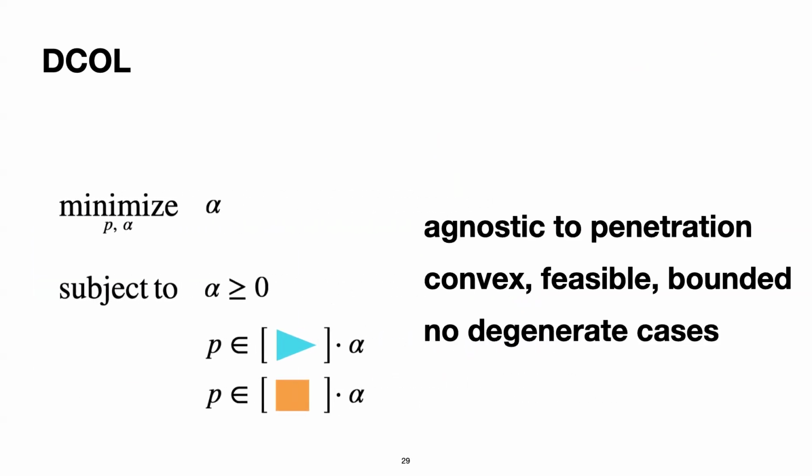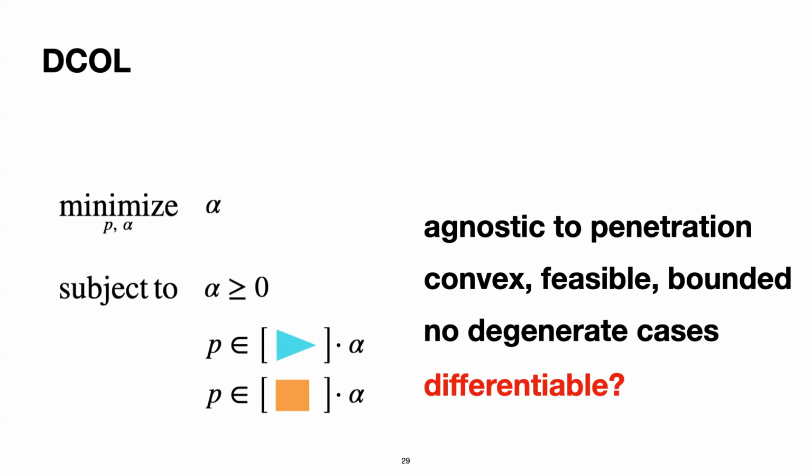Now, the beautiful thing about this is that it is entirely agnostic to penetration. So if it's in or out of contact, it's the same formulation for both. This problem itself is a small convex optimization problem. It is guaranteed to always be feasible. So as long as your two objects have any semblance of volume in 3D or area in 2D, there will always be a solution no matter what. And there's no degenerate cases. So basically, this is a bulletproof way to solve for collision problems, given that the objects themselves have volume, which is a reasonable assumption.